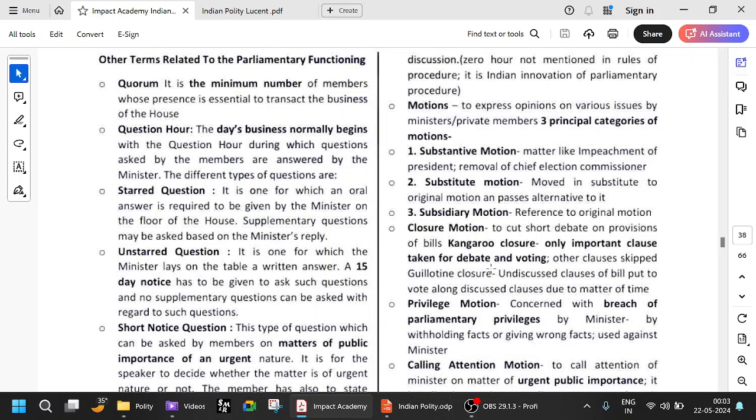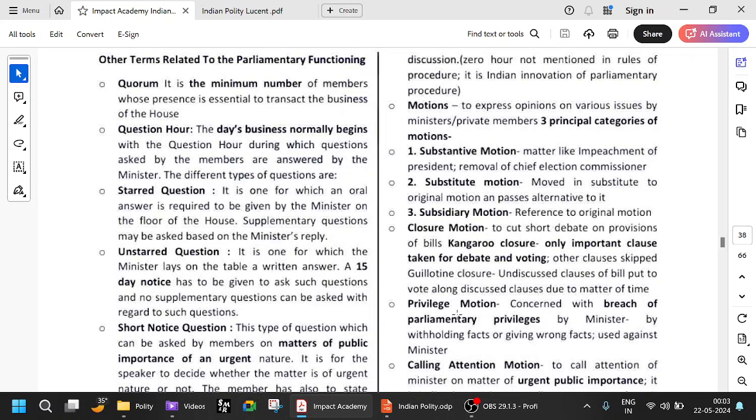So guillotine, if you look at the picture you will understand: when you want to execute a person, to kill a person officially, they put him and they drop an iron blade from the top. Okay, that comes and cuts the head. That is called the guillotine, right? It's a standard way of execution. So guillotine closure is where even the undiscussed clauses are put to vote.